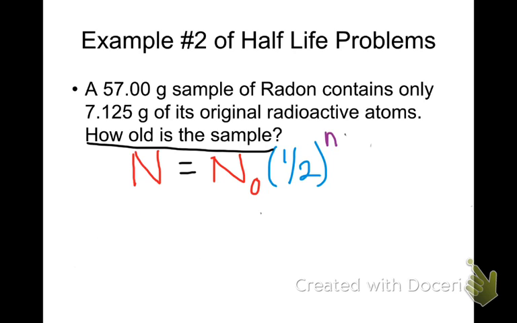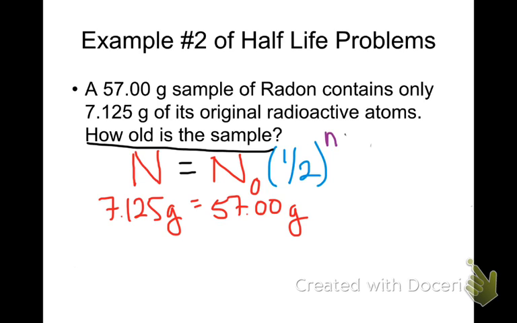All right, so N is 57.00 grams, and N0 is 7. Oh, excuse me, I already messed up. N is 7.125 grams, because that's how much is still radioactive. And 57.00 grams is how much was originally radioactive.